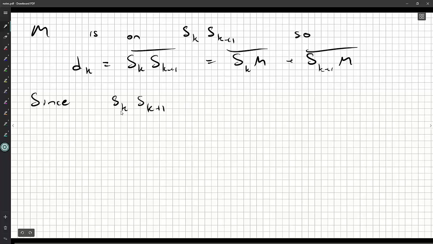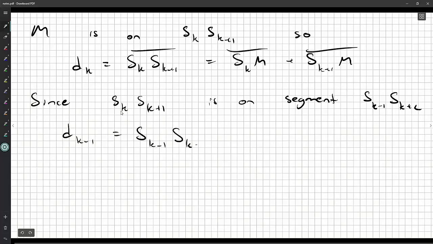Since S_K to S_K+1 is on segment S_K-1 S_K+2, D_K-1 is that total length. But M breaks that down. And you could probably stand to have a picture like we had a little earlier. I'll actually draw it on the next page.